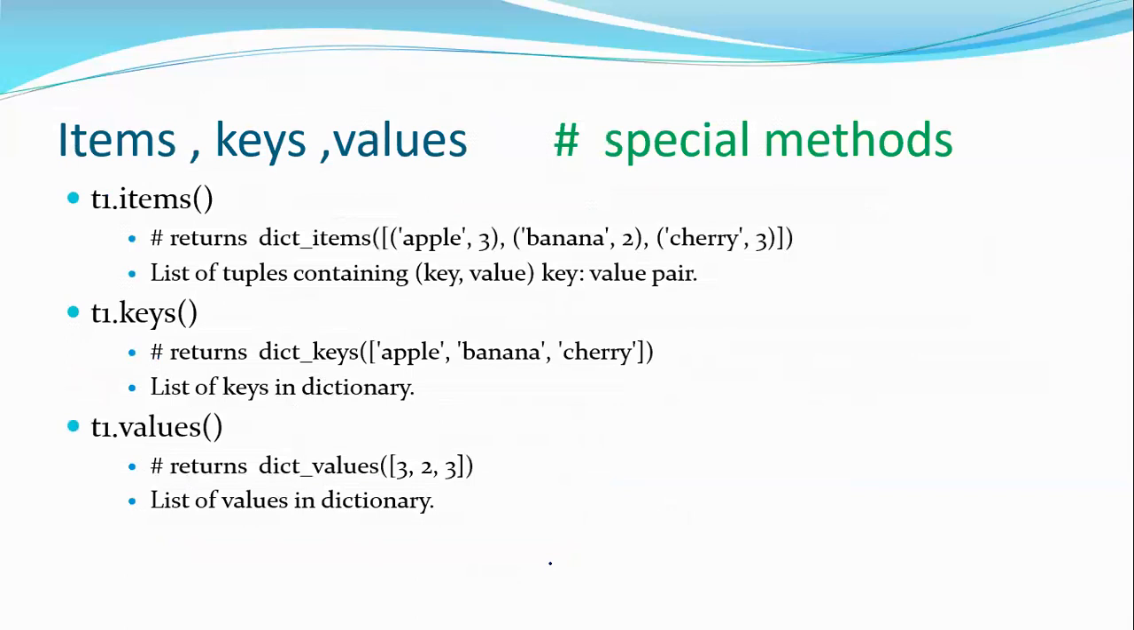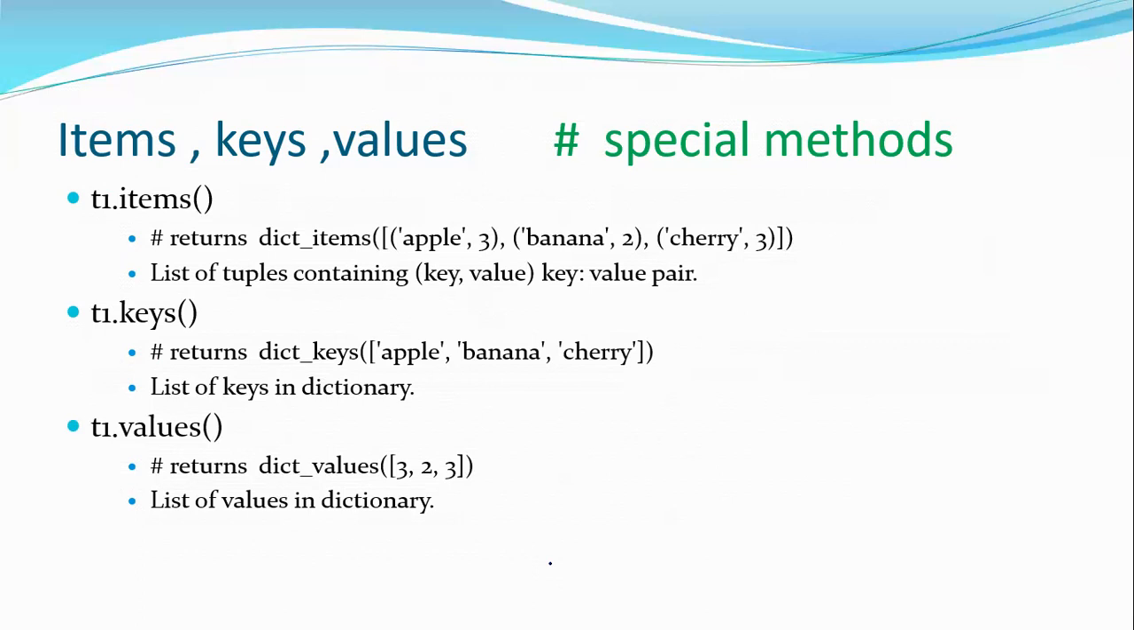Next, going into the other special methods in a dictionary. If you say t1.items(), you will get each item in the dictionary one by one. So what is an item in the dictionary? A key and value pair. How does that pair occur? The pair occurs as a tuple. So every item in a dictionary is a tuple, and I'll get all the tuples one by one as items if I say t1.items().